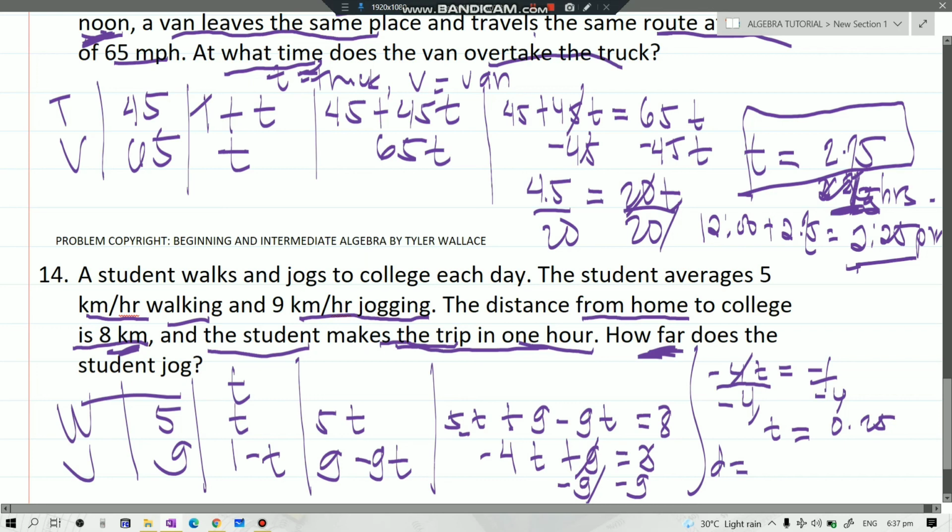And the distance is, how far does the student jog? So, sa column tayo ni jog or sa row. So, we have 9 minus 9 times 0.25. And the total distance is 6.75 miles. So, yun yung kanyang distance. Yung kanyang tinakbo or jinog.